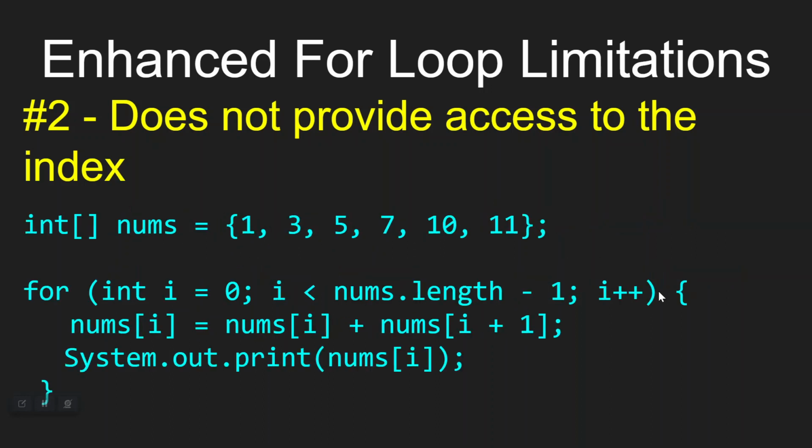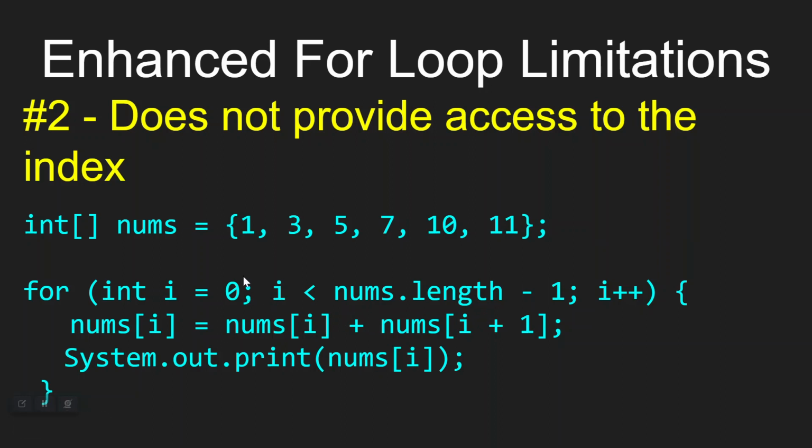Let's look at an example of that. Here, I've got an array of integers, and now I'm looping through almost the entire array. It says for int i = 0, as long as i is less than nums.length minus 1. And what this is doing is changing the value of each element to be the value of that element plus the value of the next element. And then it's printing each one of them.